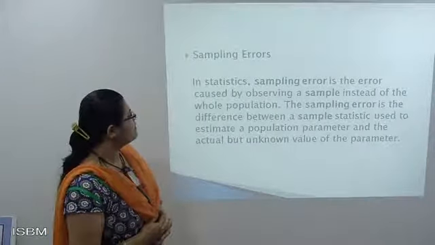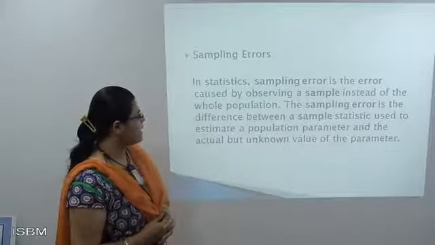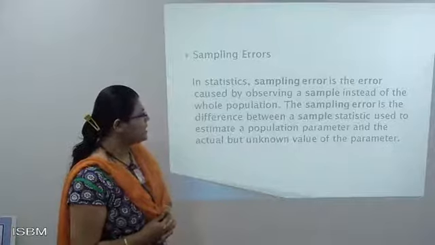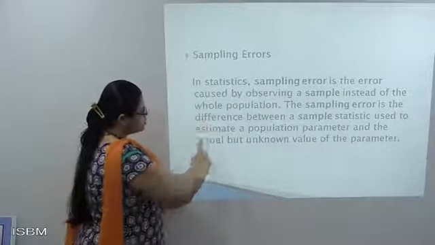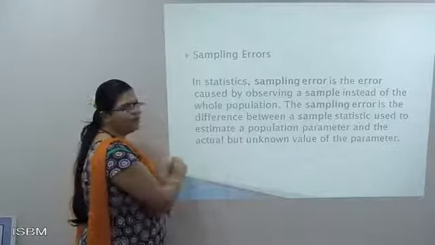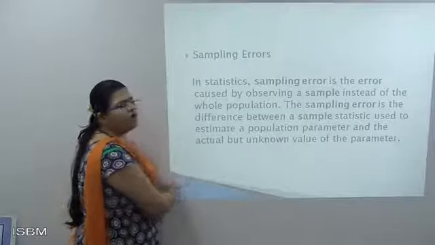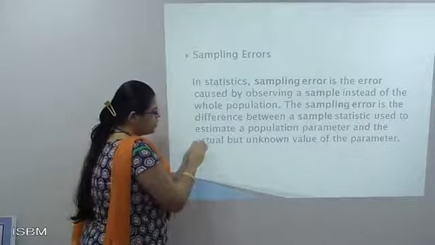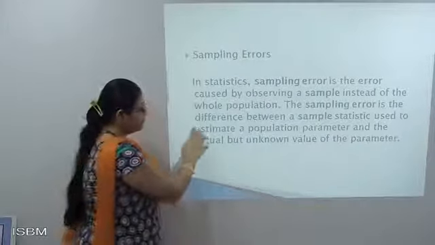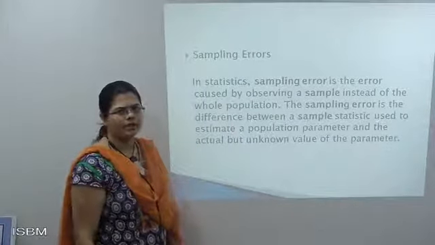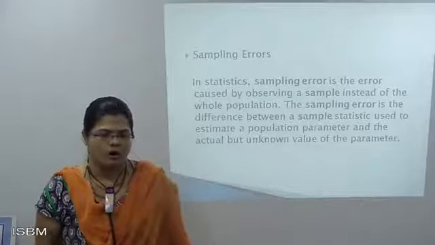The sampling error is the difference between a sample statistic used to estimate a population parameter and the actual but unknown value of the parameter. So when you're calculating in a statistical way, at certain times there are certain errors, and because of that error you are not covering or getting certain information. It is not accurate, because it is not matching the population that you have estimated. That is why it is called a sampling error.